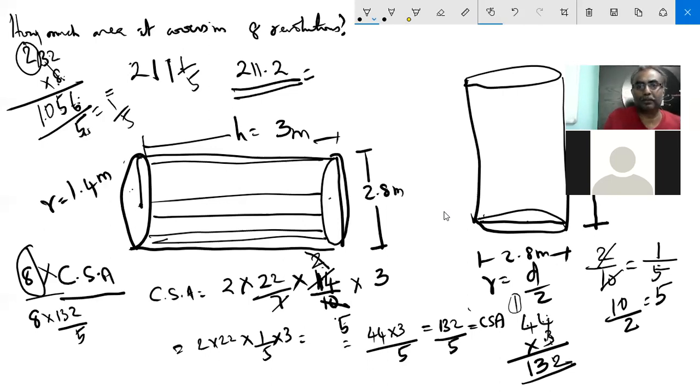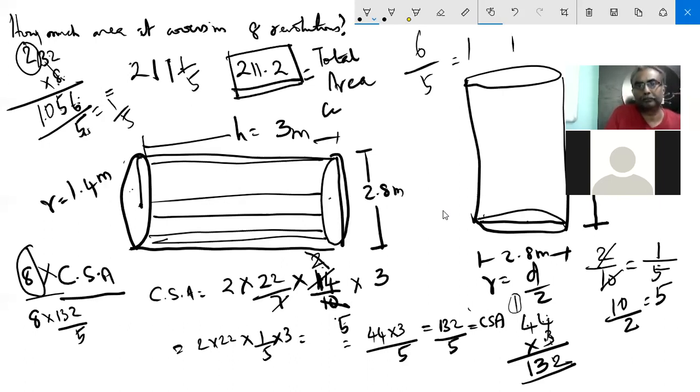So you must be able to say how many times 5 goes in 6 means 1 time. Remainder is 1. Like that you must be able to answer. So finally, the answer is division, total area covered, $211.2. You want to take this down? Yes, sir. Yeah, please do.